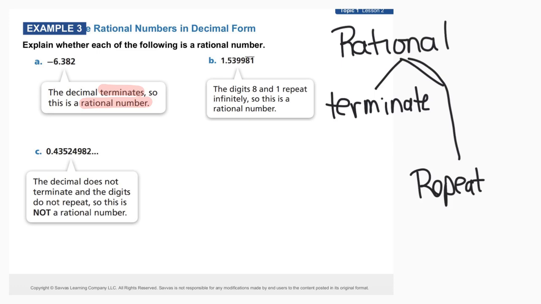On B, do you see this bar notation right here? That means that we have a repeater. If it repeats, it's rational. But let's look at this last one. Do you see this dot, dot, dot? There's no bar notation. It's just a bunch of random numbers that are never going to end. If it does not repeat and it does not terminate, it is not a rational number.